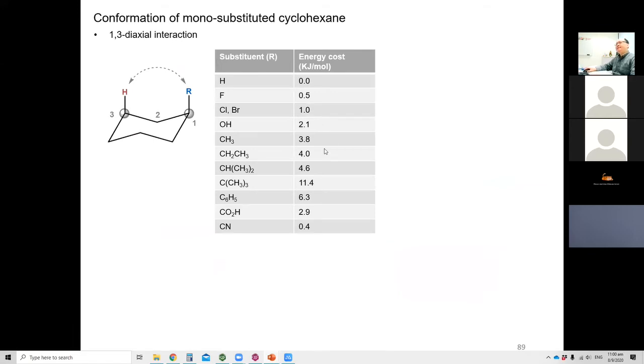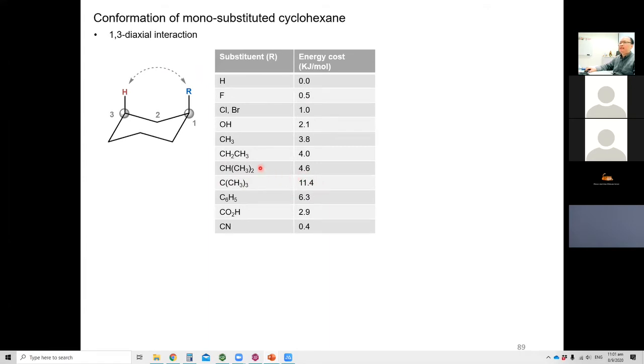Okay, and here I listed some data for the 1,3 diaxial interactions. You can see if R equals H, the H-H interaction doesn't have an energy cost, just as I mentioned. H to fluoride has 0.5 kilojoules per mole, and when the functional group R increases dramatically to something like a t-butyl, which has a carbon with three methyl groups on it, you can see the interaction costs a lot of energy. It's almost 11.4 kilojoules per mole.